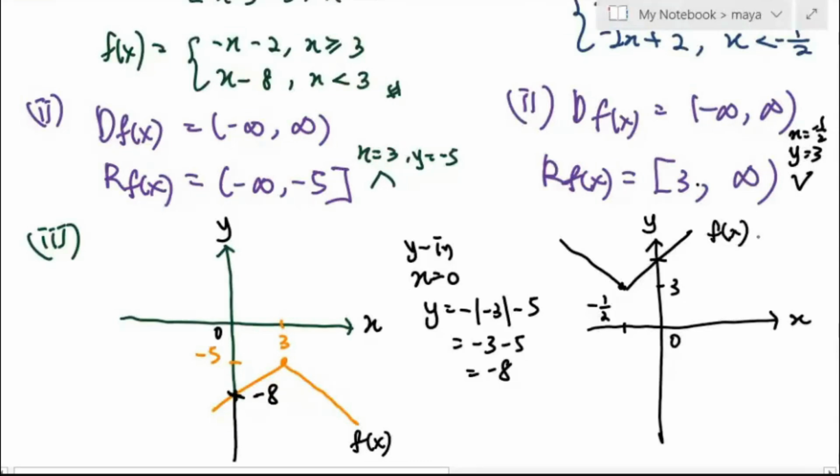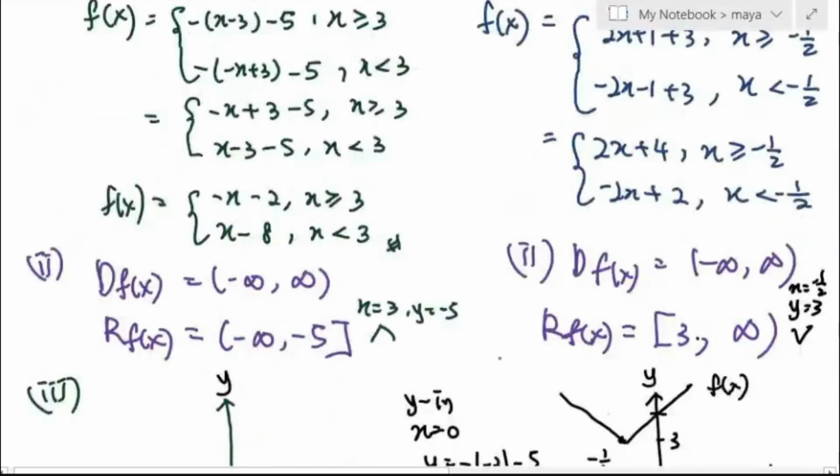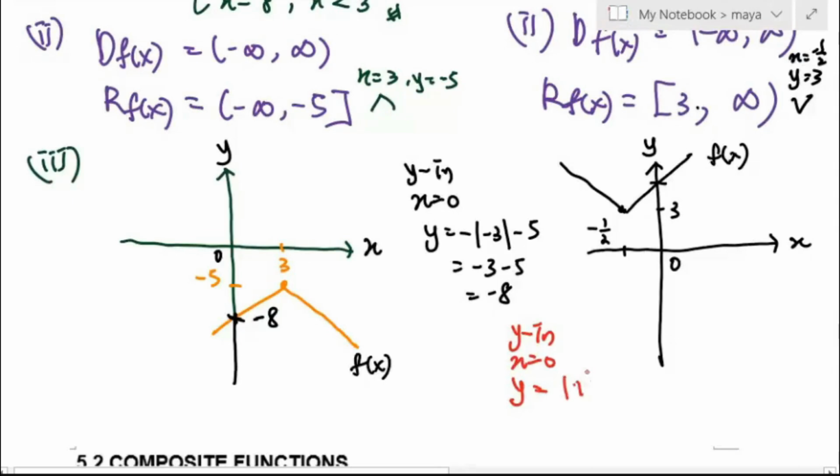What's my y-intercept? We let x equal to 0. So it will become modulus 1 plus 3, which is 4. Okay, so done.